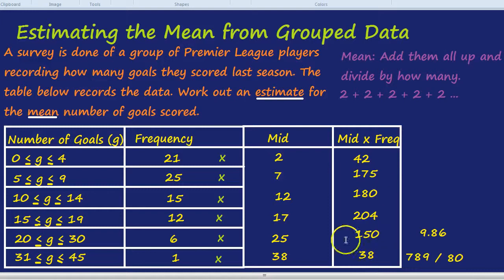And after we've added them all up, we divided by how many. But that doesn't mean we divide by how many rows, so we divide by 6. We divide by how many players, which we found out by adding all the frequencies. 789, which was this total, divided by 80 was 9.86. And that is how you estimate the mean.